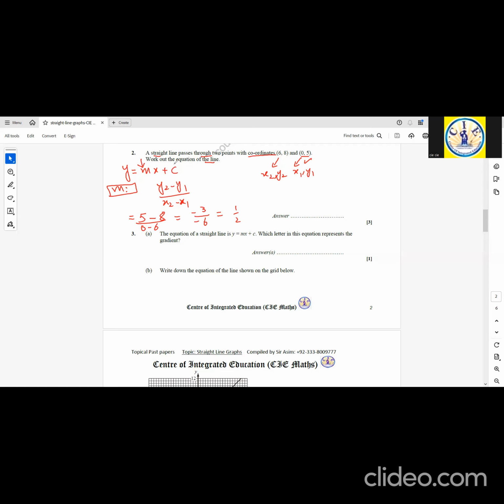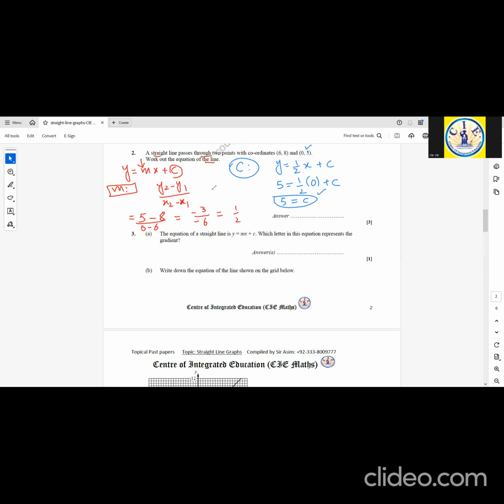Now for c, we can replace any of the given 2 points into this equation. Calculating c: y is equal to 1 by 2x plus c. I'm going to replace, let's suppose, this point, that would make the working easier. So y is 5, 1 by 2 times x, which is 0, plus c. So the value of c is 5.